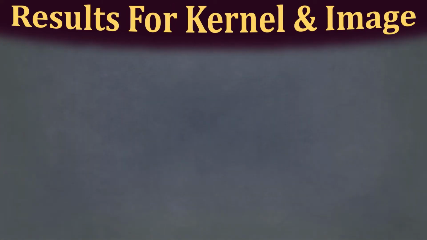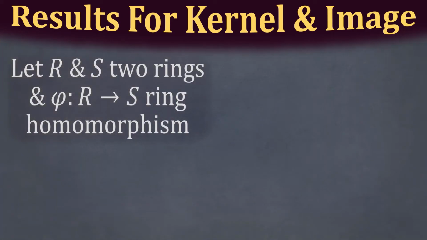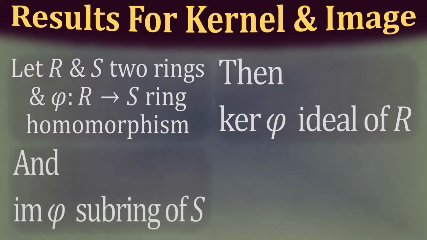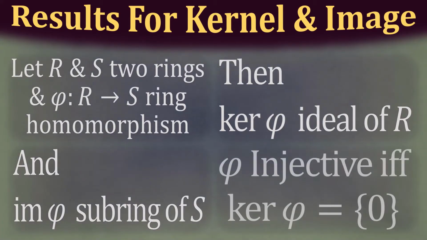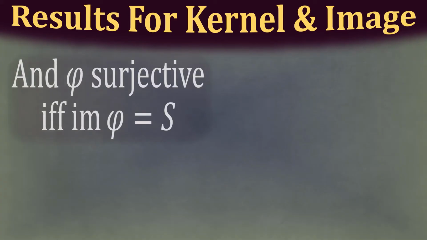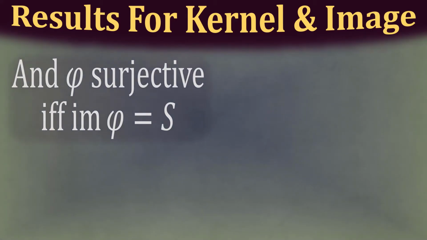Now let's discuss some results for the kernel and the image. Let R and S be two rings, and let phi from R to S be a ring homomorphism. Then ker phi is an ideal of R, and im phi is a subring of S. We have that phi is injective if and only if the kernel of phi is equal to 0, and phi is surjective if and only if the image of phi is equal to S.